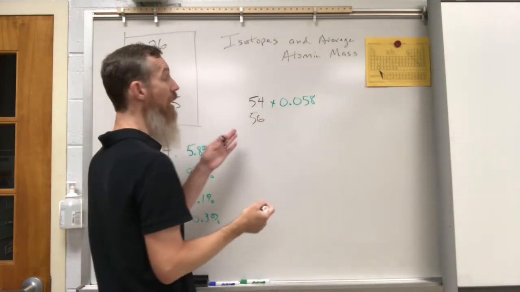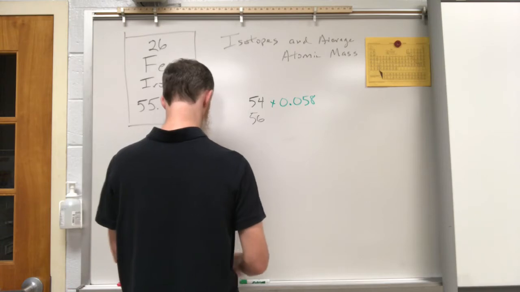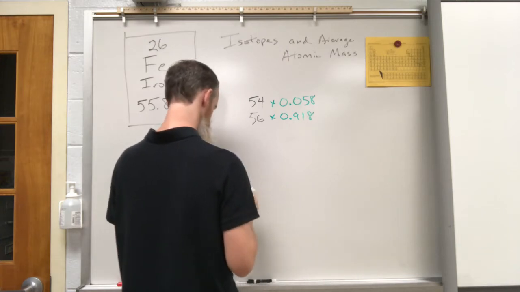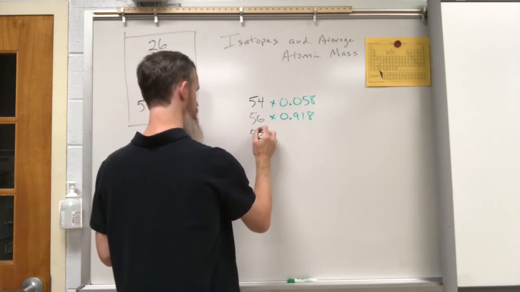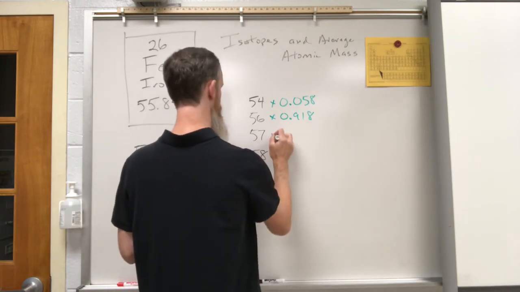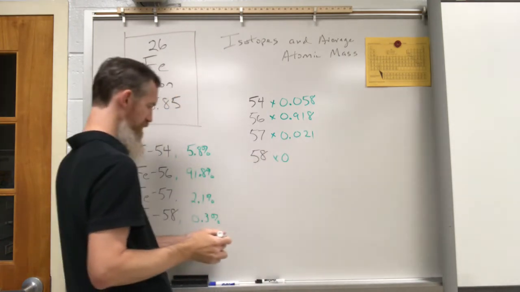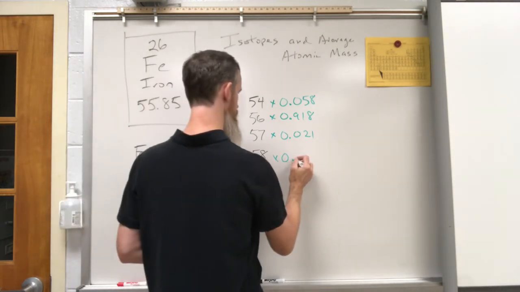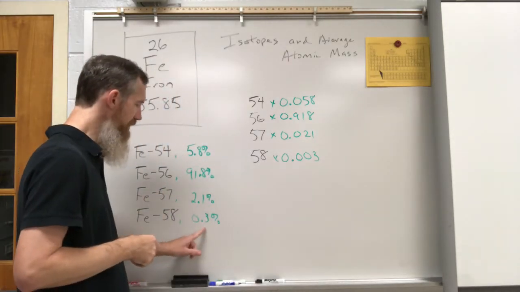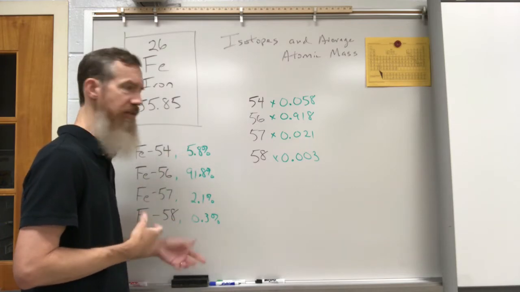Then you're going to take the version of iron that has a mass number 56, and multiply that by its percentage, which is 0.918. You're going to take the 57 isotope and the 58 isotope, and multiply those by their appropriate percentages. Now be careful with this 0.3%, because that's going to be multiplied by 0.003. So be careful of again moving that decimal place over 2 spots. You're basically taking these numbers and dividing them by 100.